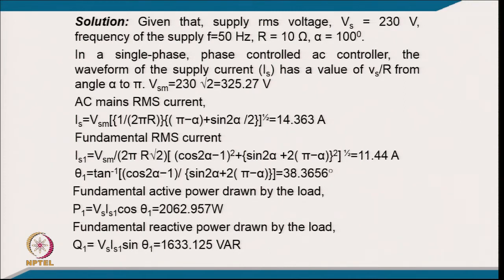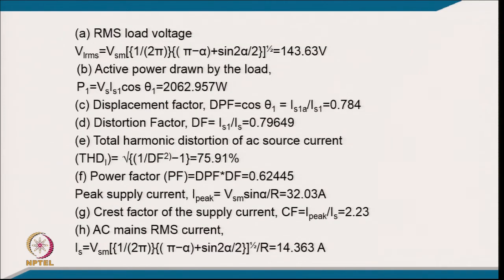From the fundamental relation, it comes 38.3656, and fundamental active power drawn is Vs Is1 into cos theta 1. Putting the values, it comes like 2062.957 watt, and fundamental reactive power drawn by the formula Vs Is1 sin theta 1 comes 1633.125 VAR. Then RMS voltage from this relation corresponding to alpha equal to 100 comes 143.62, and active power drawn by the load is 2062, and displacement factor is cos theta 1, so it comes 0.784, and distortion factor Is1 upon Is comes 0.79649.